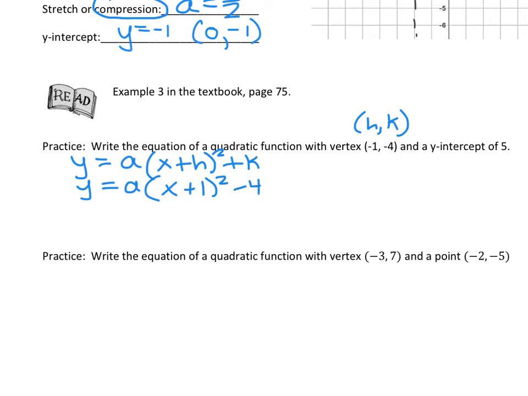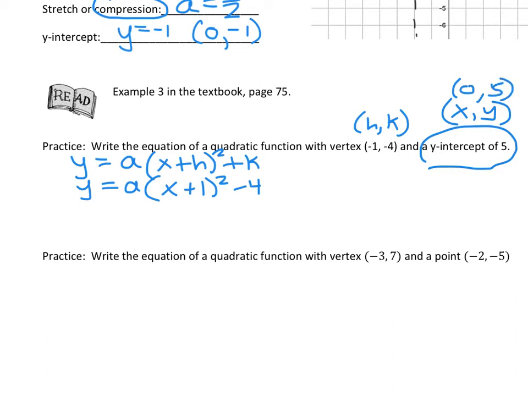All right, so we're almost there. However, we don't know what the stretch factor is right here. But we're going to use a point on our function and calculate what that stretch factor is. So over here we can see that we have a y-intercept of 5. That means x is, so that's a point. So for our y-intercept, x is 0, and our y-intercept is 5.